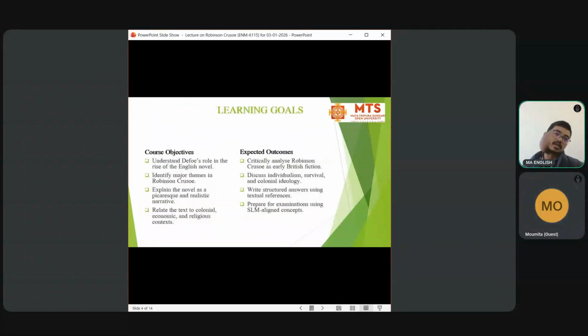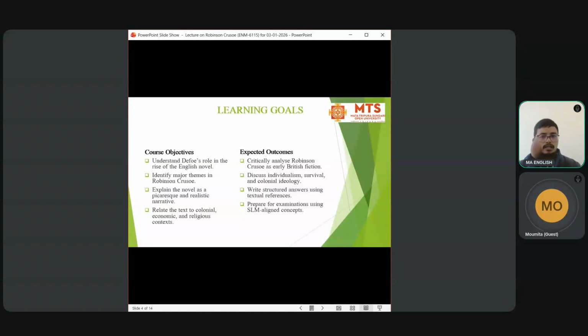So here you can see course objectives and expected outcomes. The first objective is to understand the role of Daniel Defoe in the rise of the English novel. Before Defoe, English prose narratives were mainly romances or translations. So Daniel Defoe introduced realism by focusing on ordinary life, personal experiences, and practical actions. So Robinson Crusoe is a key example of this shift or change.